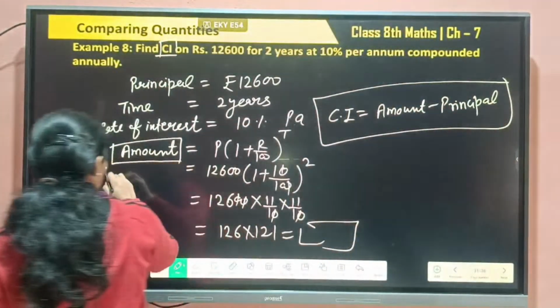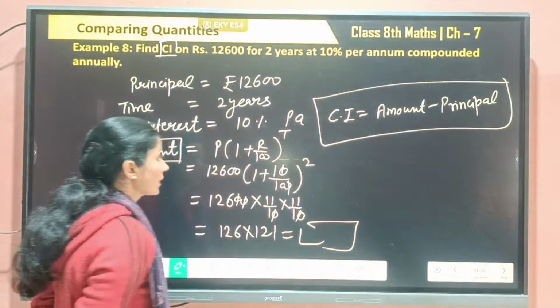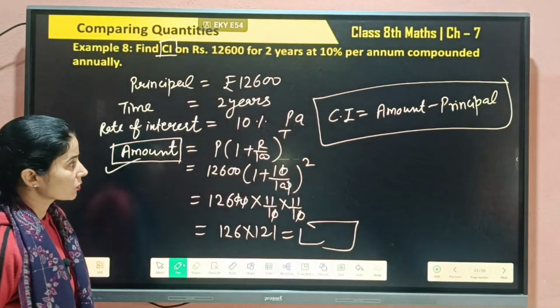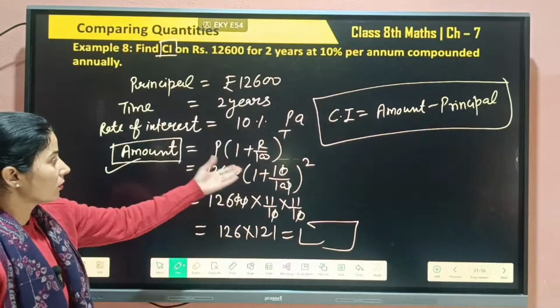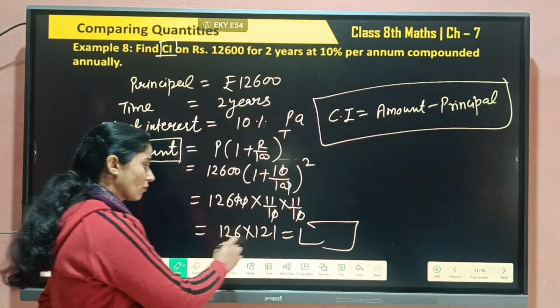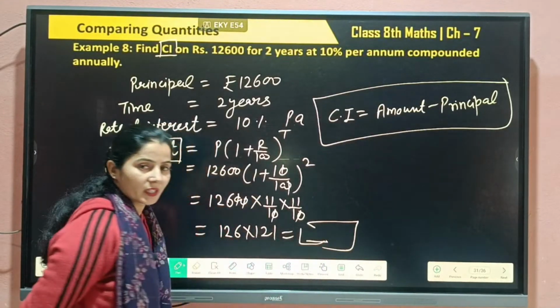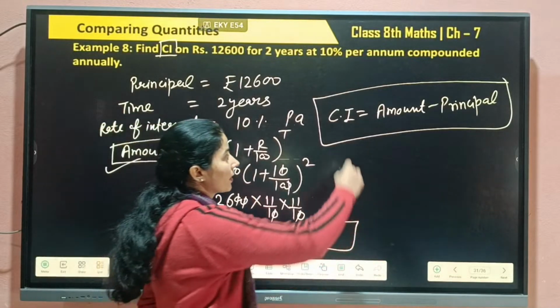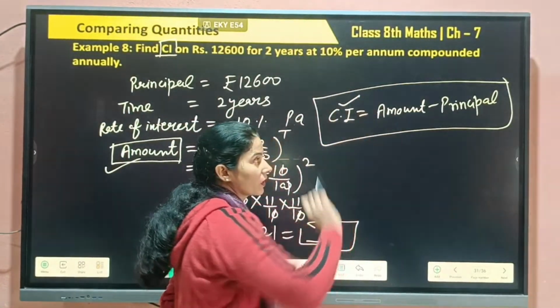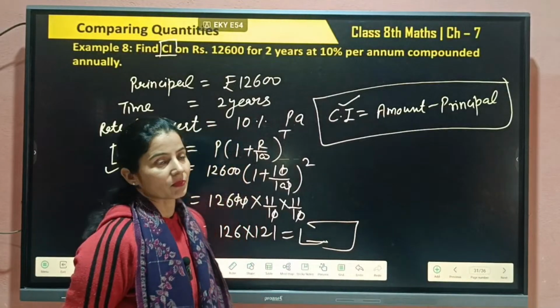You will find out first of all the amount using this one formula, P into 1 plus R by 100 to the power time. Use all these values, and after that you have to multiply, and after multiplication you will get your amount. Then we have to find out compound interest. Compound interest will be amount minus principal.